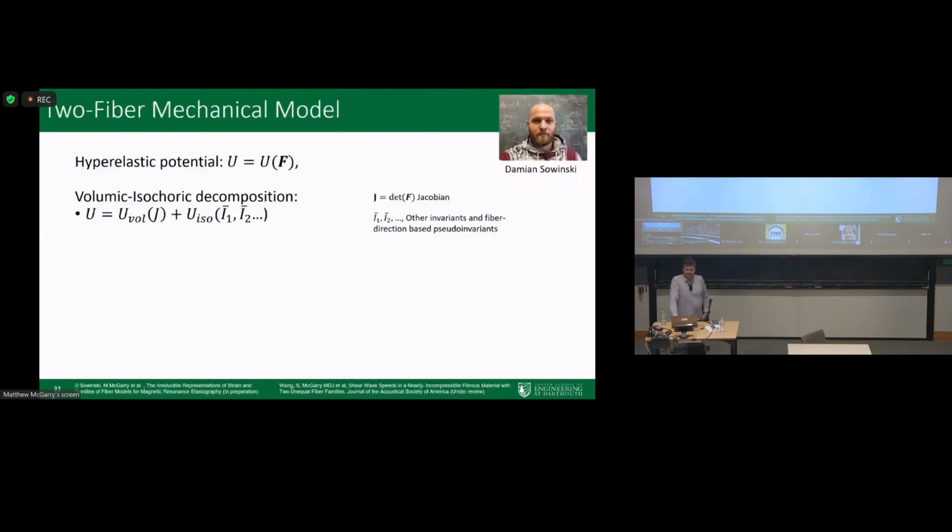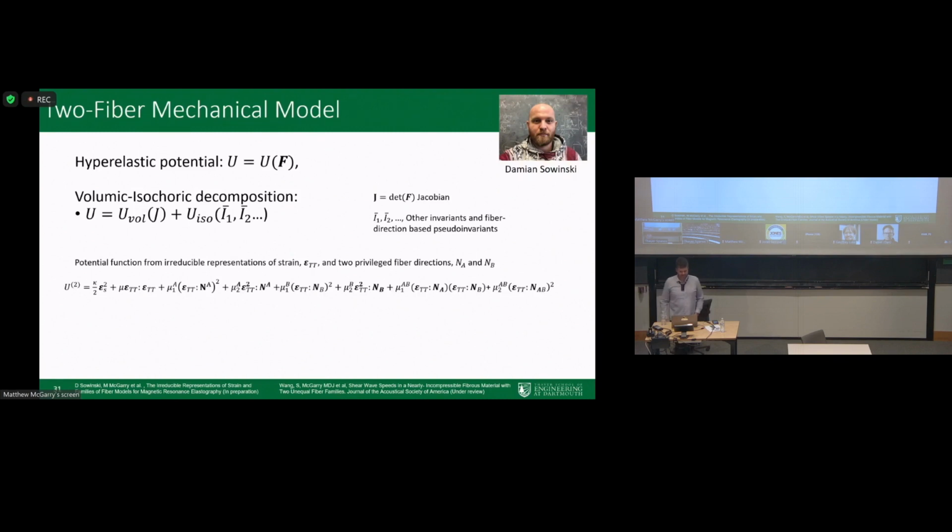To do this, we needed to build a mechanical model for a two-fiber system. We were lucky to have a really good postdoc from the physics department, Damian Sawinski, who developed this two-fiber model starting from first principles as a physicist. You take the hyperelastic potential and decompose it with a bunch of invariants and pseudo-invariants based on fiber directions. This is a lot of math, but the basic idea is that anything not explicitly disallowed is allowed, and after that we end up with seven terms, each with a modulus associated with it.